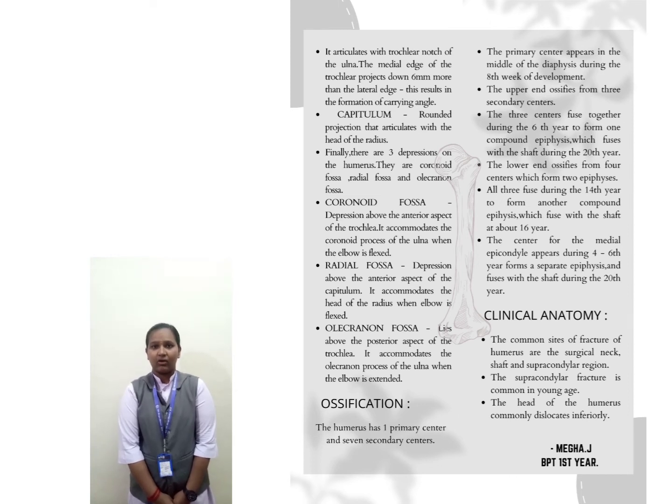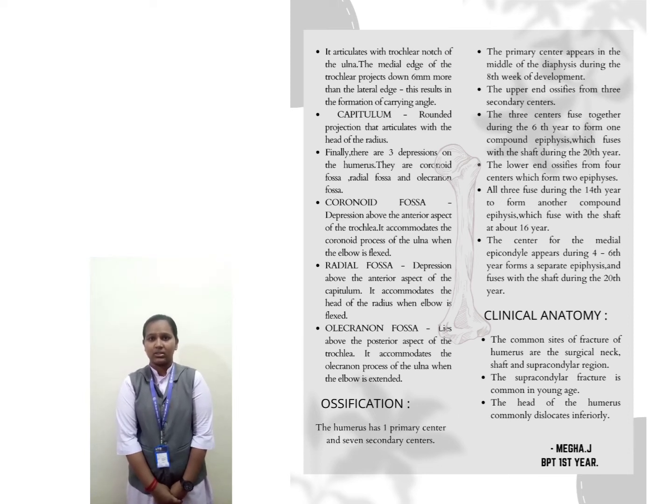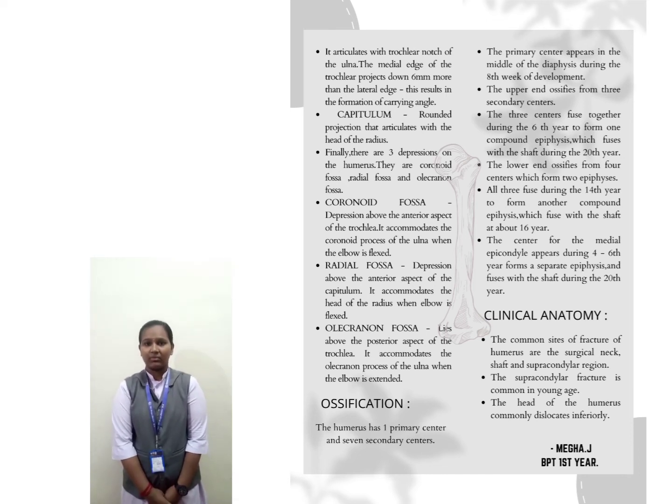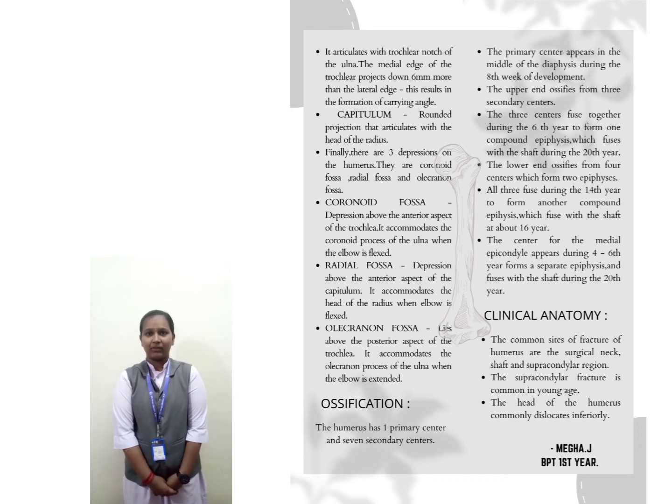Olecranon fossa. Olecranon fossa lies above the posterior aspect of the trochlea. It accommodates the olecranon process of the ulna when the elbow is extended. Ossification. The humerus has one primary center and 7 secondary centers. The primary center appears in the middle of the diaphysis during the 8th week of development.